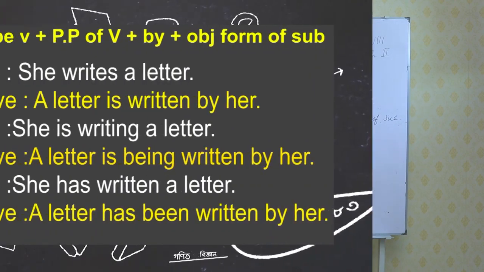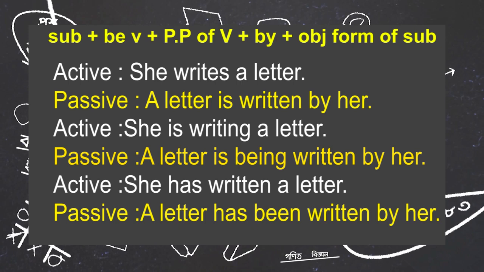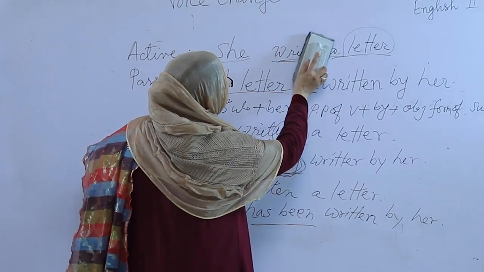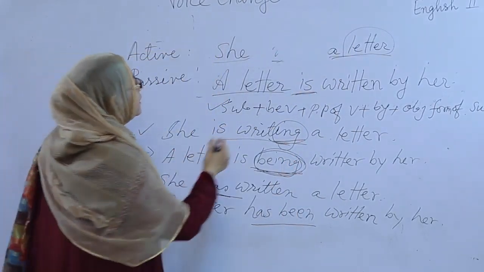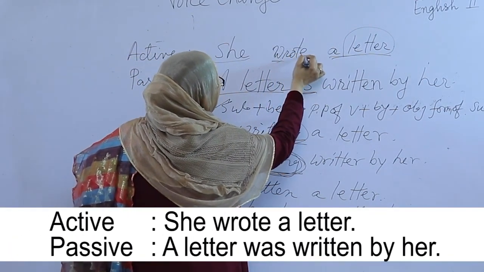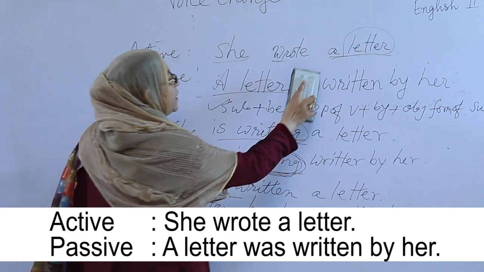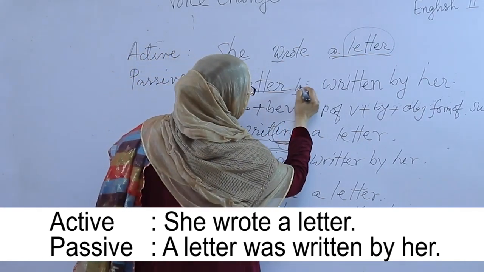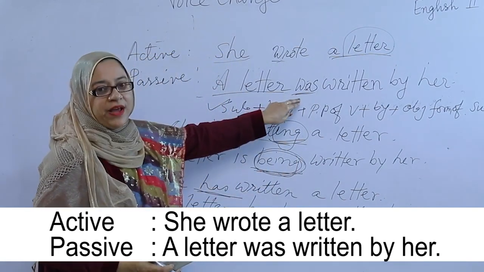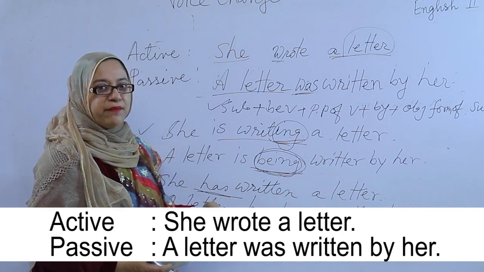With this rule, you can change the past form of the sentences. So, I will show you the past form of the sentence. I change the verb: she wrote a letter. How can I change it into passive? I only change to a letter was, because was is the past form. A letter was written by her.